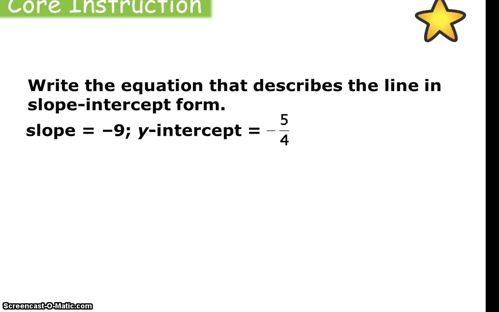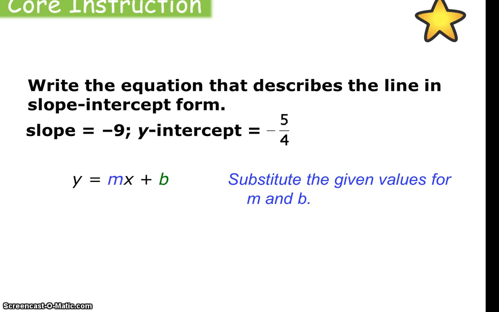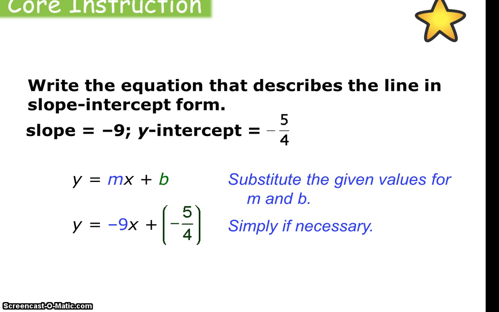Okay, here's another example. The slope is -9, so it's going to be y equals, I'm going to substitute -9 for m and -5/4 for the y-intercept. We're just plugging them in for the variables that they represent. I've got -9x plus -5/4, which I can simplify to -9x minus 5/4. This means the line goes through the y-axis at -5/4, and it has a slope of -9.